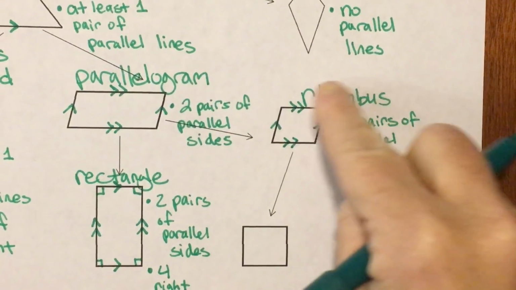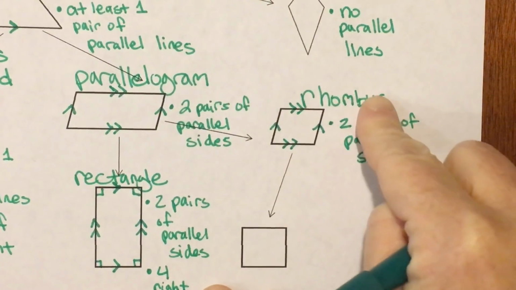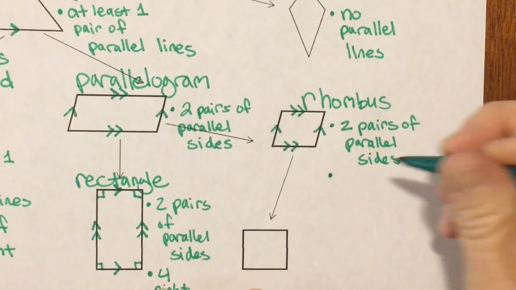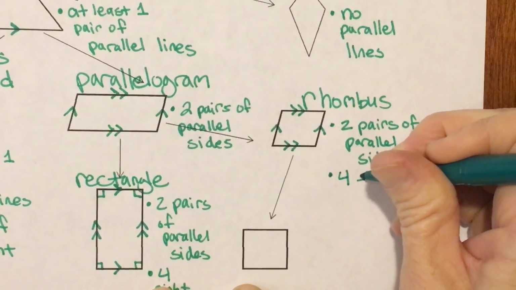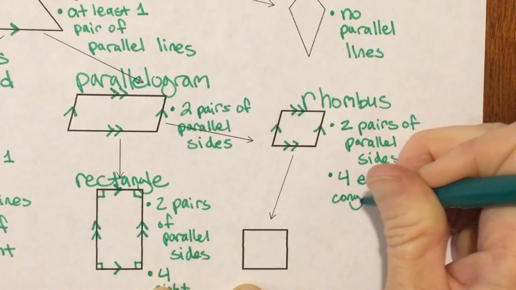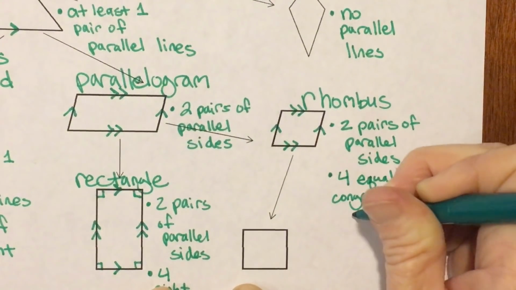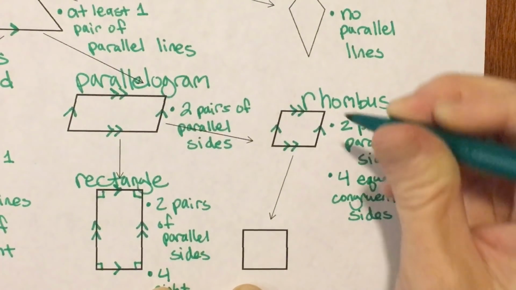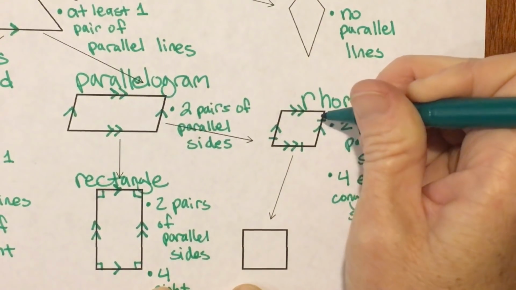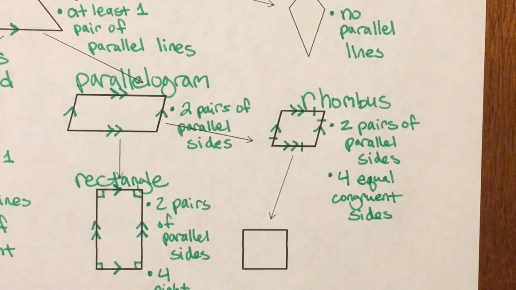Okay, but what makes it special? Why does it get its own name? Well, the other attribute that it has is 4 equal, or we can use the word congruent, sides. This side and this side and this side and this side are all congruent. They're all exactly the same.